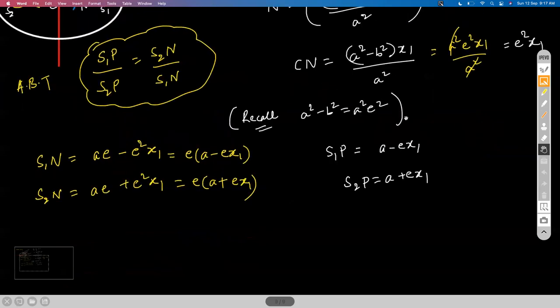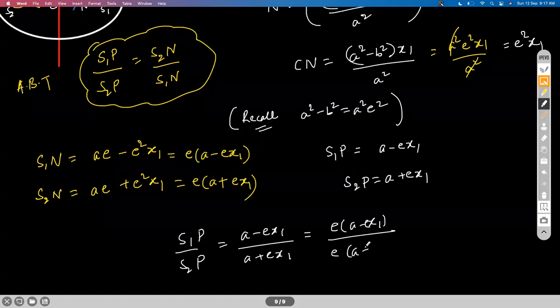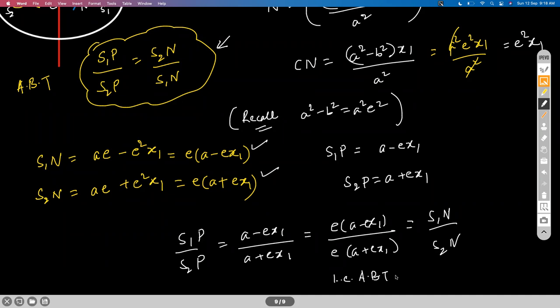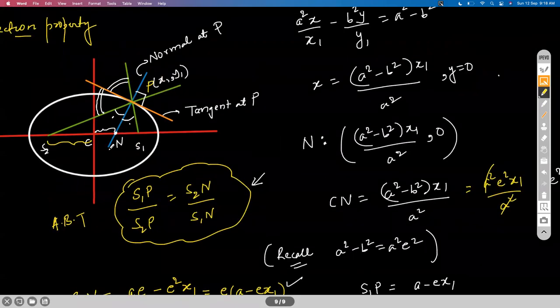Correct. Now you can clearly see from here that if I do S1P by S2P, I'll get (a minus e x1) by (a plus e x1). And the same result is obtained when you multiply by e on both numerator and denominator. If you multiply by e on both numerator and denominator of this term, you will end up getting this. And this coincidentally is your S1N and S2N, because you have just figured it out over here and here. So this property is holding true. That is your angle bisector theorem. Okay, it holds here. That means this normal that you have drawn at P bisects this angle.